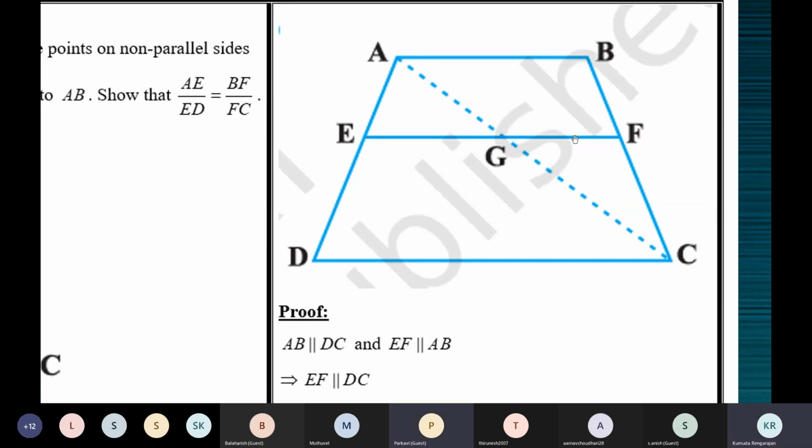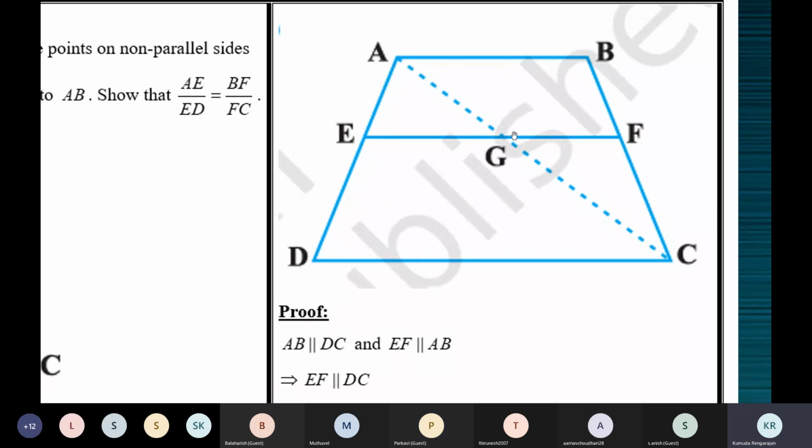Yes, ma'am. Line segment GF is parallel to this side of the triangle, AB. So what's the result by BPT? AG by GC is equal to BF by FC.